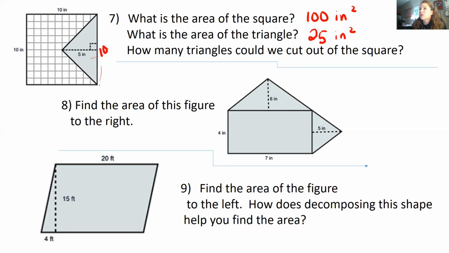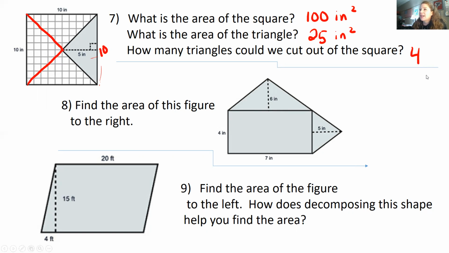How many triangles could we cut out of this square? Well, we could finish what was started here. There we go. We have a total of 4 triangles. I need to pay attention to what I'm saying. A total of 4 triangles.